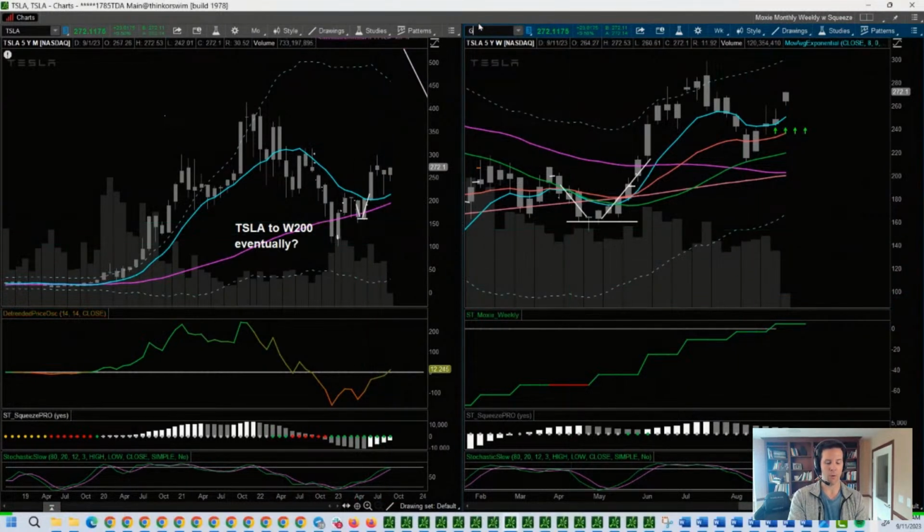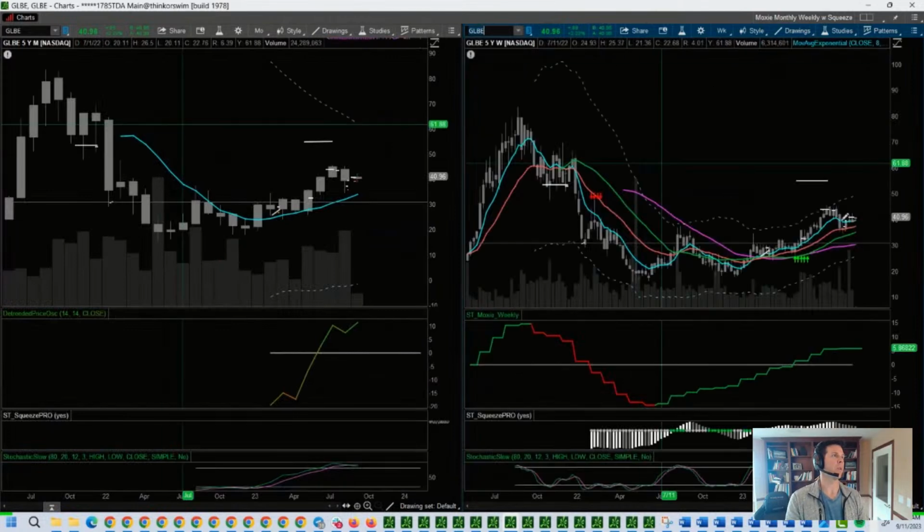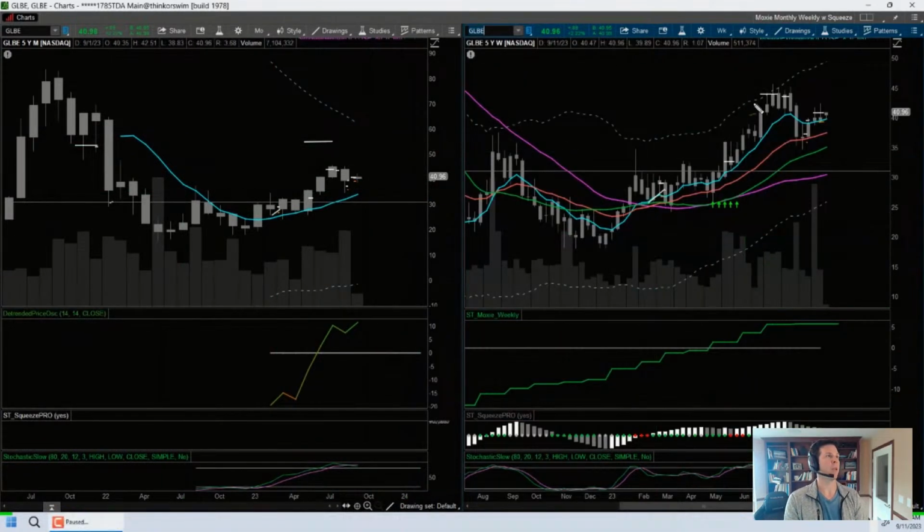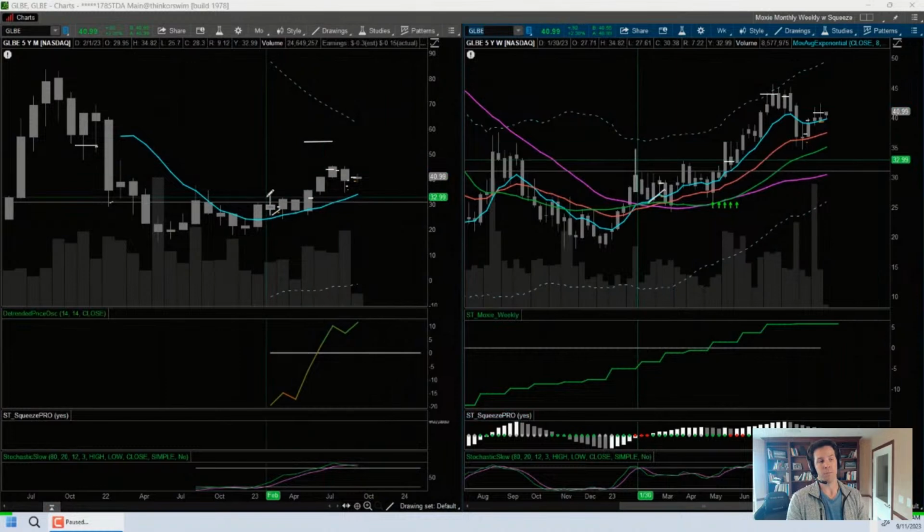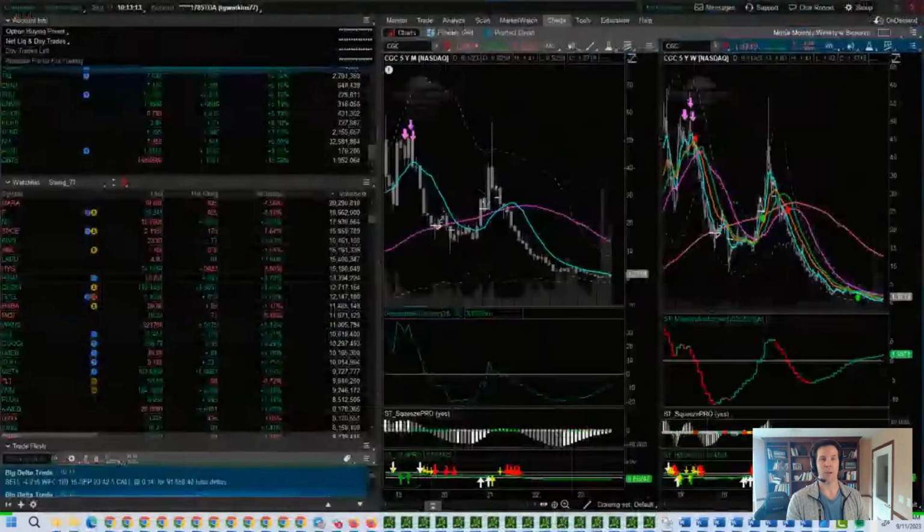There's even another one we're in, GLBE. You can see why we're in this one. It's kind of that same thing. Got really overbought here, pulled back, and now we're just kind of letting it go like this. Hopefully it continues to move to the upside. Monthly charts are looking fine. I mean, look at this. For months, this thing has been following the monthly 10 to the upside. So that's kind of where we're looking at that.